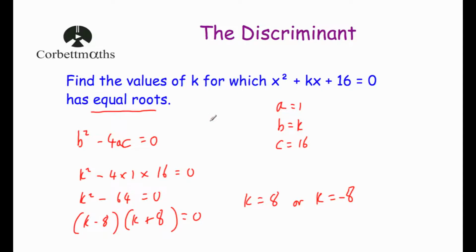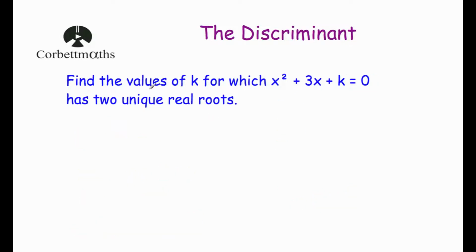Okay, our next question. So our next question says, find the values of k for which the quadratic equation x squared plus 3x plus k equals 0 has two unique real roots. So in other words, it's got two different real roots. So what that means is the discriminant, our b squared minus 4ac, will be bigger than 0.